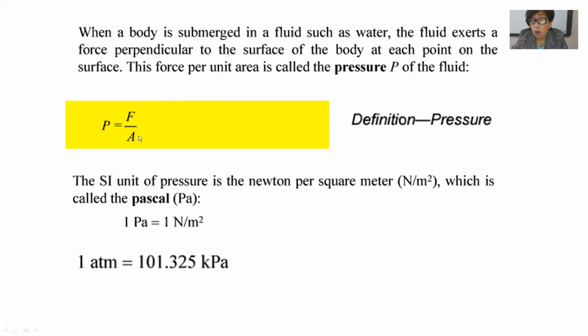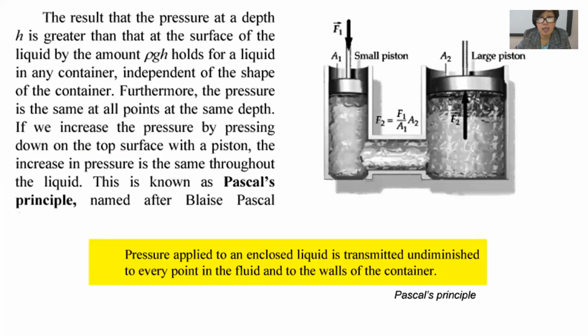We also have the atmosphere: 1 atmosphere equals 101.32 kilopascal, that is, 101.32 multiplied by 10 to the power 3 pascal.